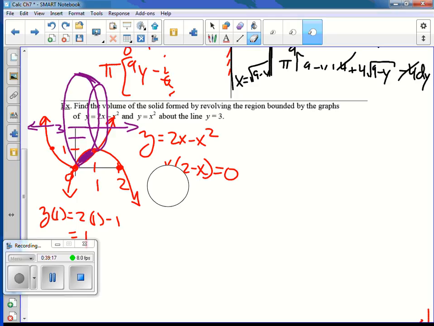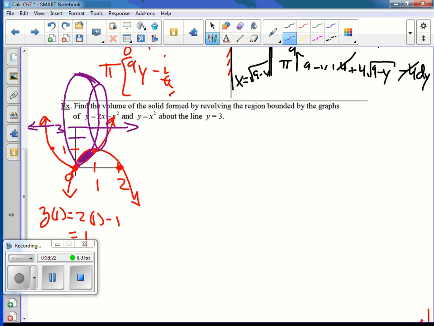I can go ahead and erase this. All right, so we're going to rotate about y equals 3. Now you notice that we rotated it like this, right? So where the rectangle is going to be, they're going to be right here.